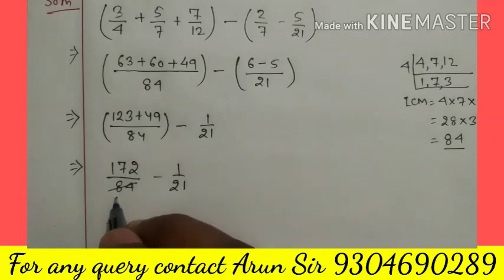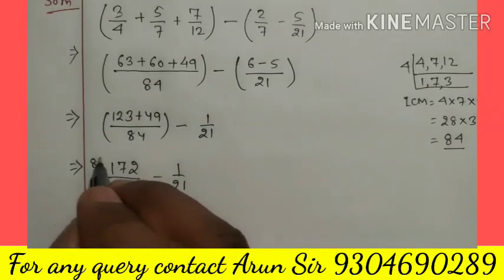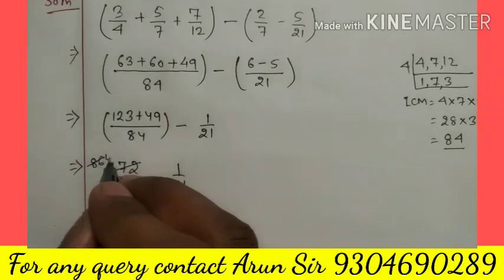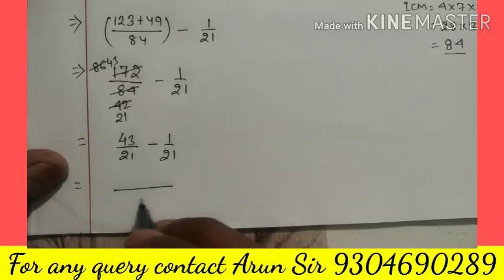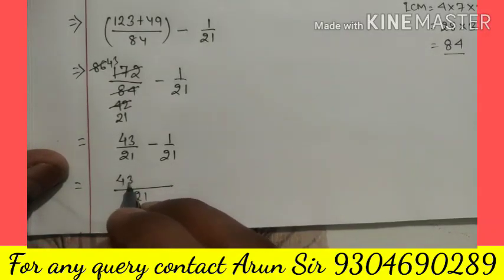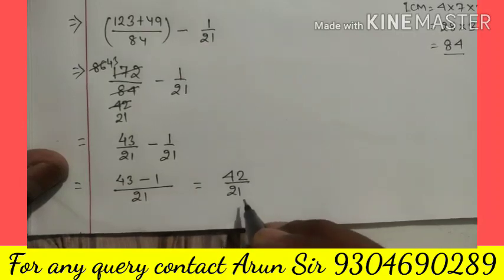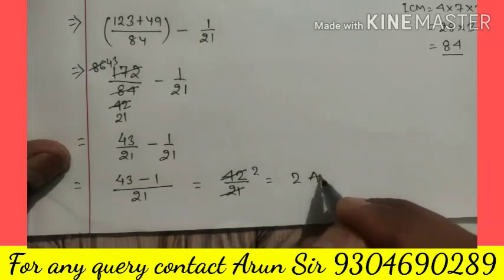We will reduce it. 2 4s are 8, 2 2s are 4, 2 8s are 16, rest 1, 2 6s are 12, 2 2s are 4, 2 1s are 2, 2 4s are 8, 2 3s are 6. It's 43 by 21 minus 1 by 21. Again we will take LCM. 21 will be LCM. It will be 43 minus 1. We will get 42 by 21, and 21 2s are 42. Your answer will be 2.